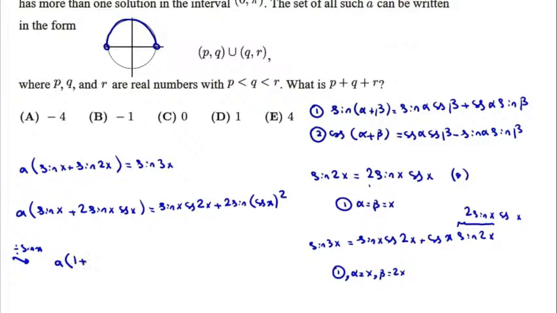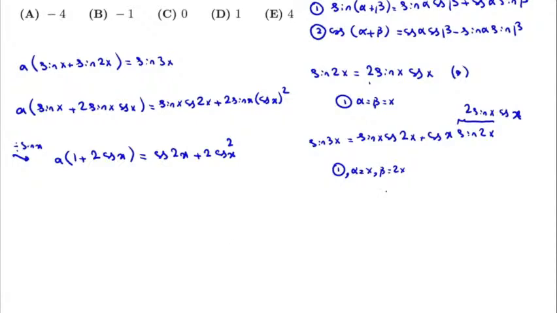It will be a times (1 plus 2 cos x) equal to cos 2x plus, here we have 2 sine x, let me correct it. It is this part, 2 sine x cos x squared. So plus 2 cos x squared.